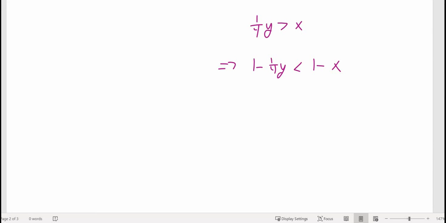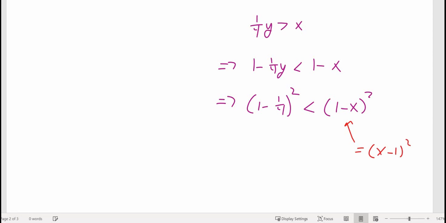Now, the other thing to consider is that if we were to square both sides of this, our inequality would still be good. Because if you take a small number and square it, it's certainly going to be smaller than the bigger number, right? Now, note right here that this part is also equal to x minus 1 squared, because when you square a number, it's positive, right?